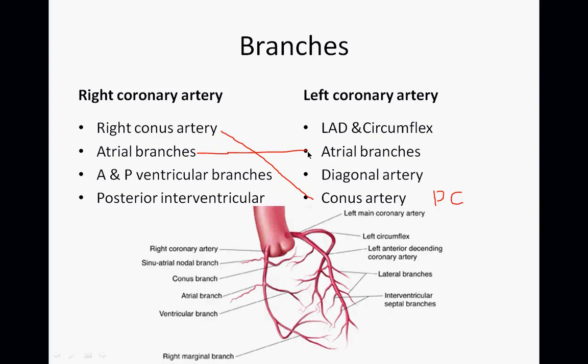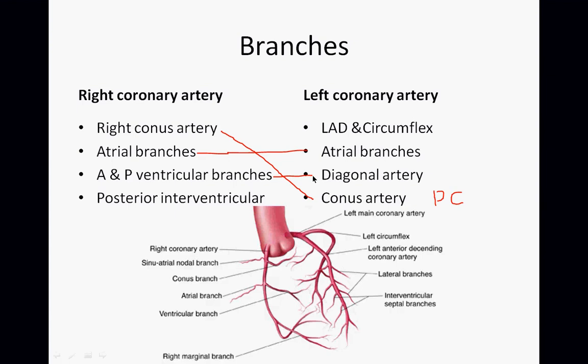From the right coronary artery, it supplies the wall of the right atrium, and the left coronary artery supplies the wall of the left atrium. Okay, we have the atrial branches. And moving on to the ventricular branches, in the right coronary artery, we have anterior and posterior ventricular branches, and similarly on the left side you have the diagonal artery which supplies most of the part of the left ventricle.